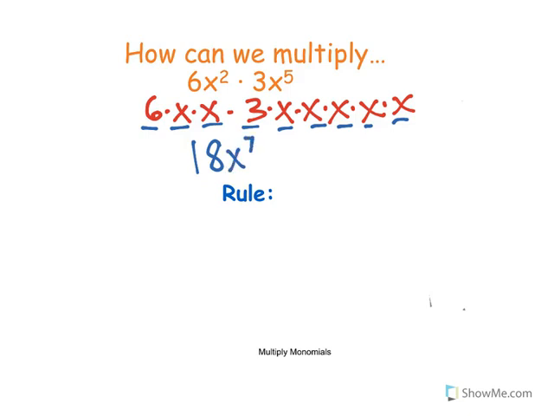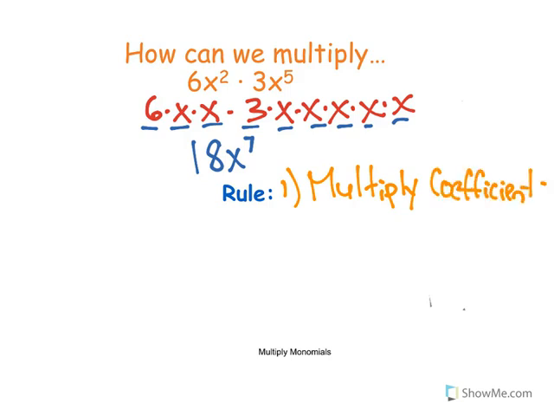All right, well, I don't really feel like doing this every time, especially if those exponents are a little bit bigger. So let's talk about the two things that we did. Well, one, I multiplied the coefficients, which were 6 and 3. And two, I added the powers of x, or more specifically, add powers of the same base.